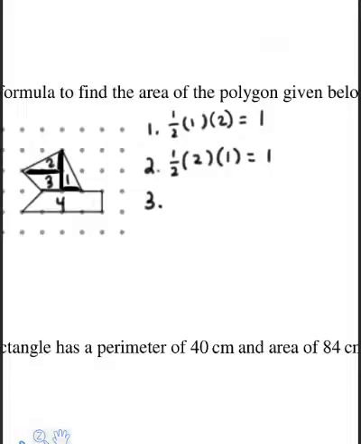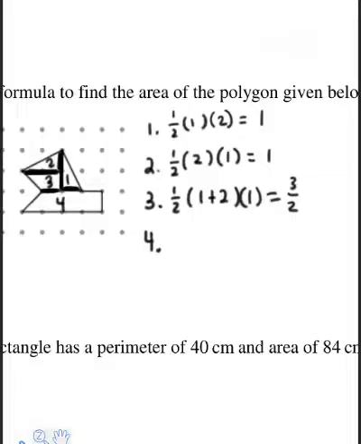Okay, the area of a trapezoid is 1/2, and you add the two bases. So we have a base of 1, and then looks like a base of 2, and then you multiply that by the height. And then so that equals 1 plus 2 is 3. 3 times 1 is 3. This is 3/2.